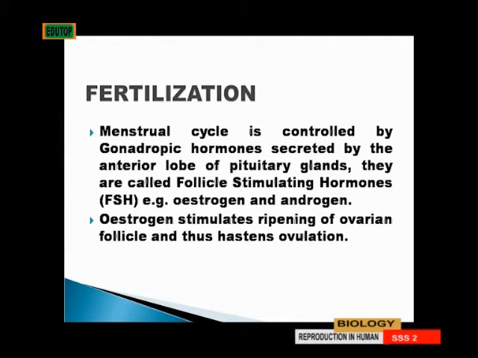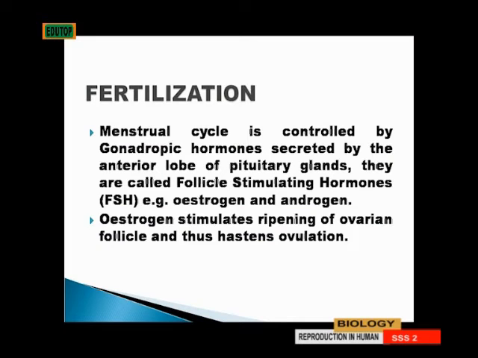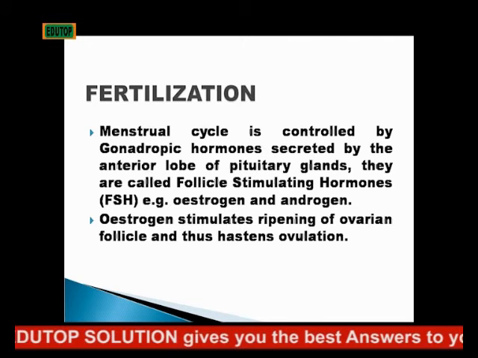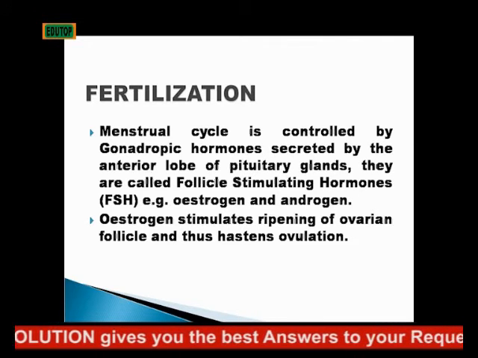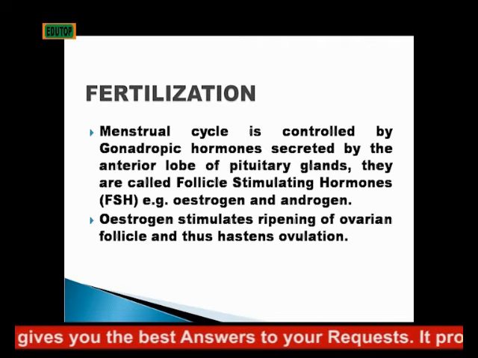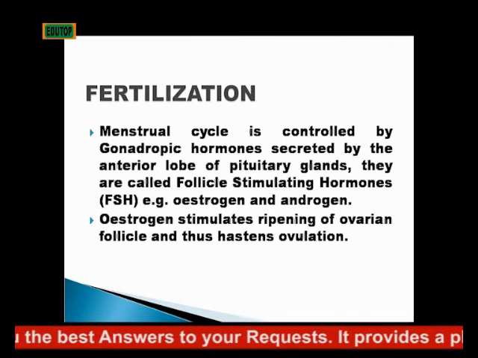The menstrual cycle is controlled by the gonadotropic hormones secreted by the anterior lobe of the pituitary gland. You know, when we were talking about the endocrine glands, I said that the pituitary gland is the master gland, so it controls every other activity in the body. You see the pituitary gland also occurring here in fertilization. So the pituitary gland controls the secretion of the hormones, and they are called the follicle stimulating hormone, that is the FSH.